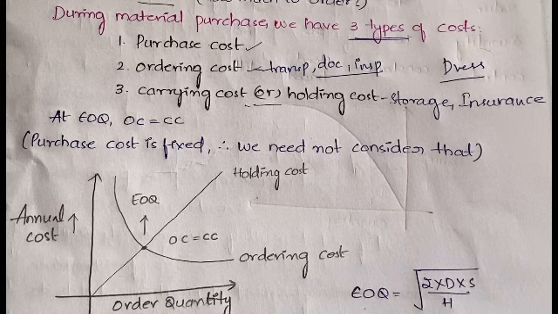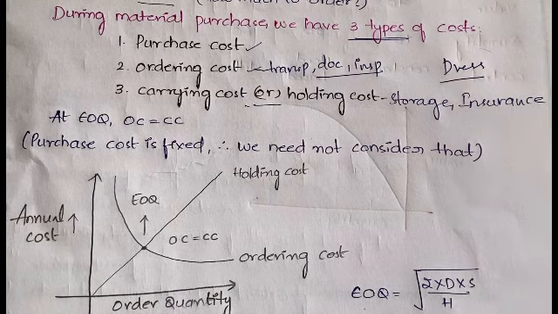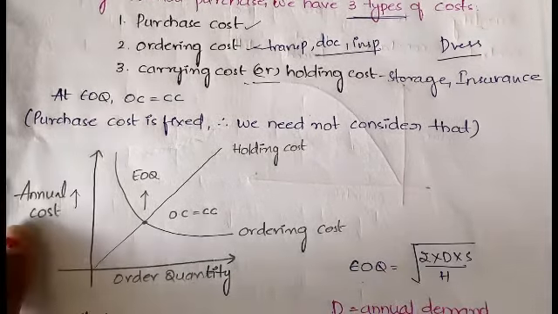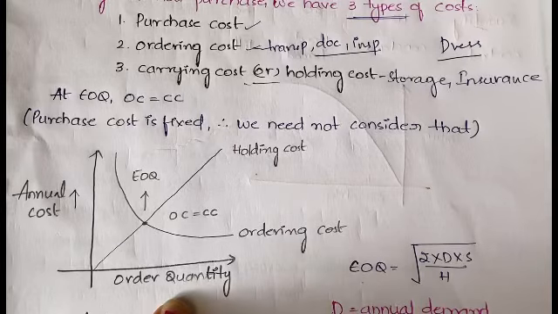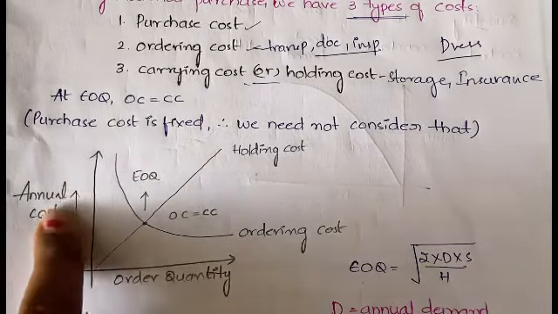The only thing which keeps on changing with the quantity, with time, or with the distance traveled, is the ordering cost and carrying cost, right? So we need to consider both of them while we are drawing the graph. So this is the annual cost and this is the order quantity. How much you're ordering, and this is the annual cost.